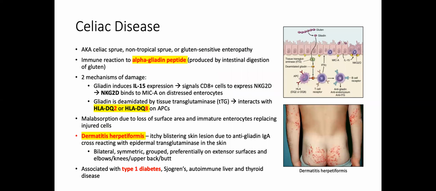So now we're going to go to celiac disease. Celiac disease is very important to know. It's also called celiac sprue. Make sure you remember that it's not tropical sprue, it's also called gluten-sensitive enteropathy. So there's an immune reaction to alpha gliadin peptide, and I would know that for sure. Gliadin induces IL-15 expression, which signals CD8 cells to express NKG2D to bind to MIC-A on distressed enterocytes. So it interacts with HLA-DQ2 or 8.